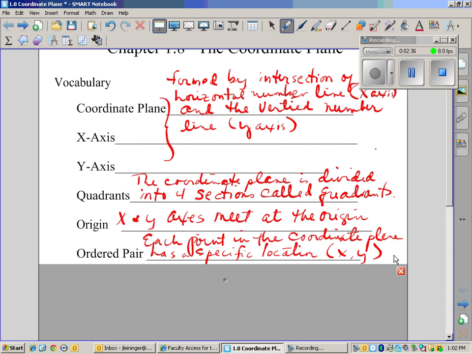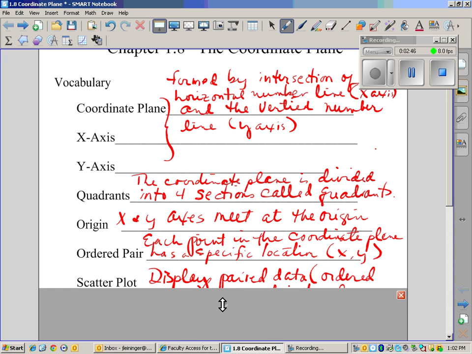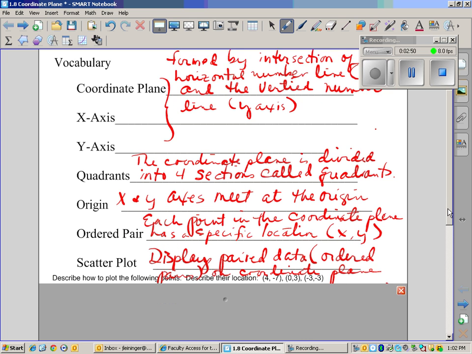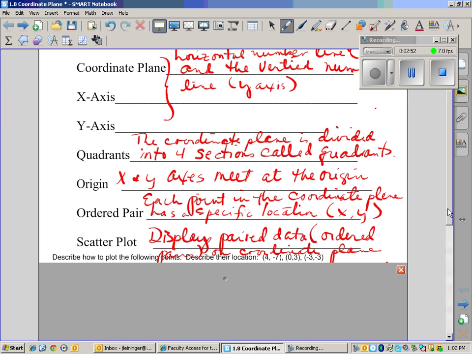The reason why they put x first is because x comes first in the alphabet. So that's an easy way to remember which axis comes first, the x and then the y. Scatter plot is plotting some paired data, some ordered pairs on the coordinate plane, and we're actually going to do that on the back of this sheet. We're going to talk about an example of a scatter plot.